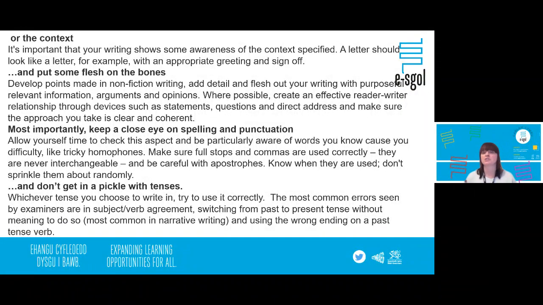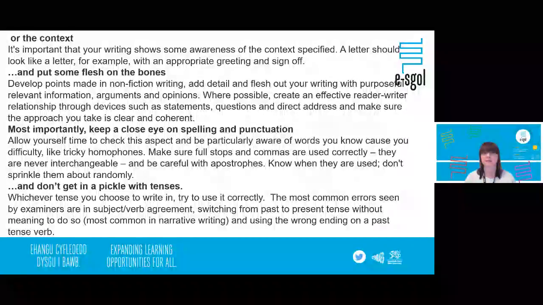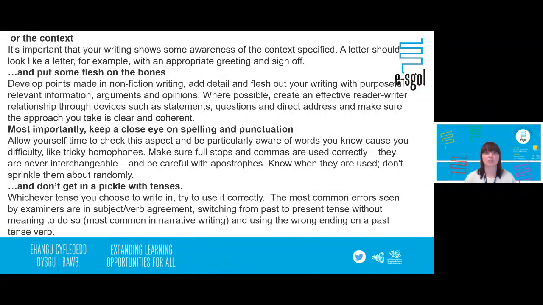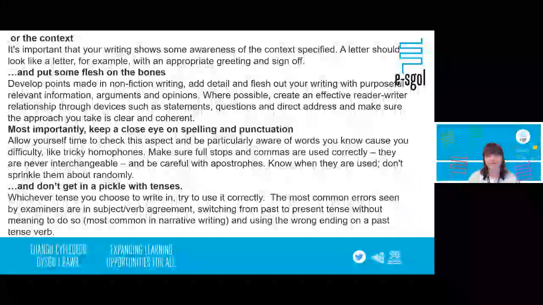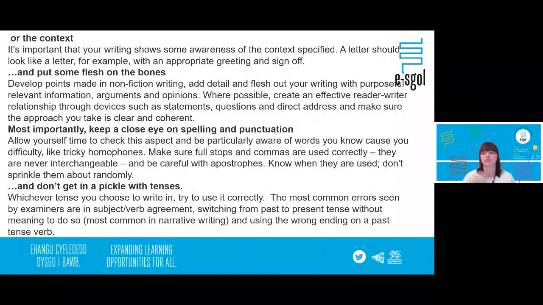It's important your writing shows awareness of the context that's been specified, so a letter should look like a letter, an article should look like an article, a report should take the format of a report, okay, so just be mindful of that. But again, definitely revisit the videos, the previous videos where there are examples of these tasks, okay.